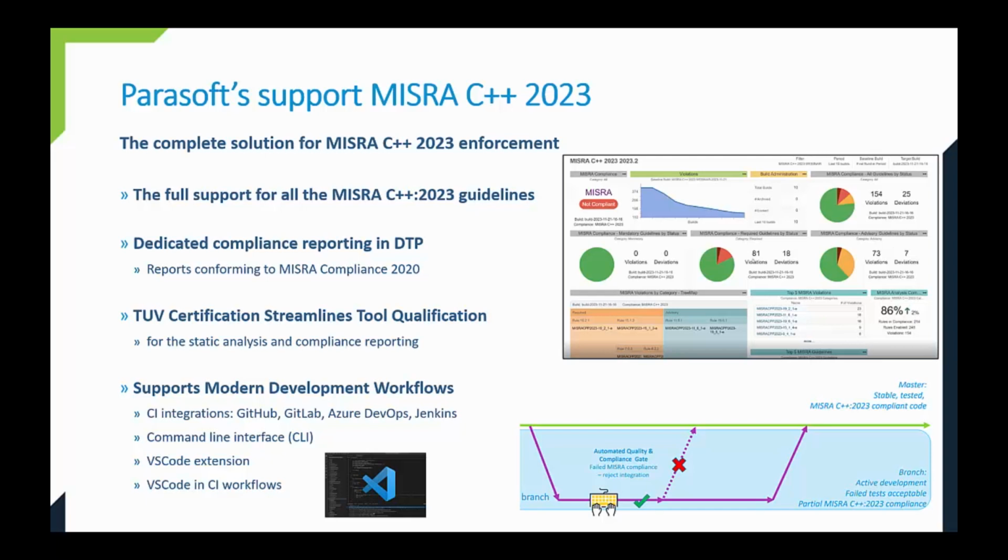Parasoft C/C++test is integrated with GitHub, GitLab, Azure DevOps, Bazel, Jenkins, and also available through VS Code CI workflows and can be used at the desktop through integrations with a comprehensive list of IDEs like Eclipse, Microsoft Visual Studio, VS Code, Wind River Workbench, IAR Workbench, and actually many more.